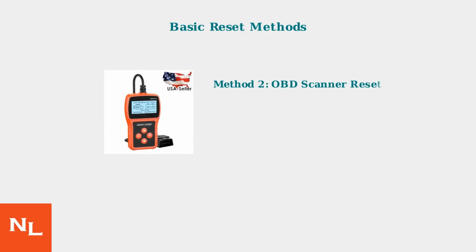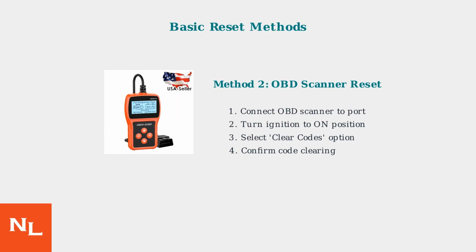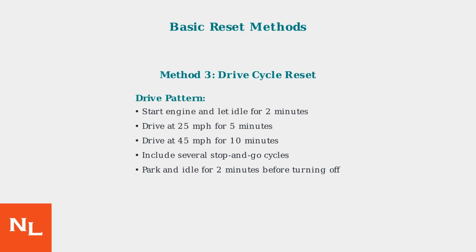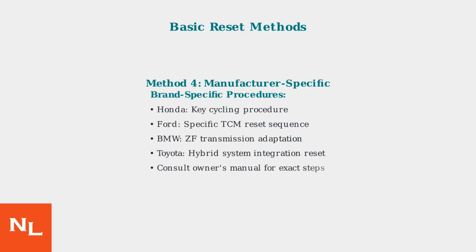The second method uses an OBD scanner to clear fault codes directly from the transmission control module. This is more precise than the battery disconnect method. The third method is a drive cycle reset, which involves specific driving patterns to help the transmission recalibrate its adaptive learning parameters. The fourth method involves manufacturer-specific reset procedures. Different car brands have unique protocols that may be more effective than generic methods.